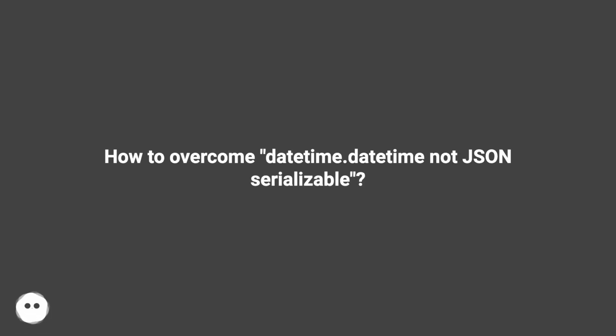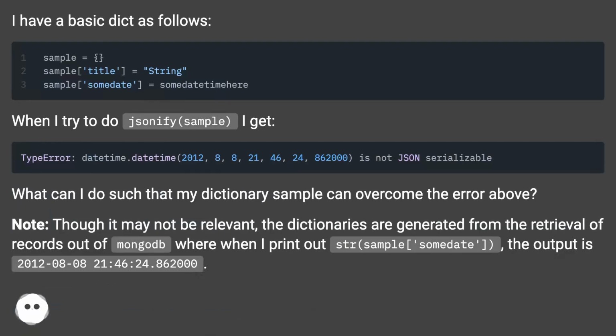How to overcome "datetime.datetime not JSON serializable". I have a basic dict as follows. When I try to do jsonify(sample), I get an error. What can I do such that my dictionary sample can overcome the error above?